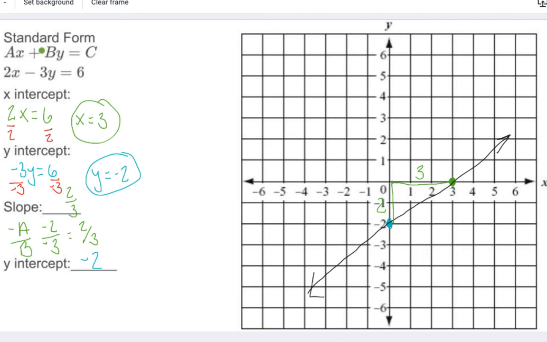So again, to graph standard form, just treat it like two equations, find the x-intercept and the y-intercept, graph them, and draw your line.